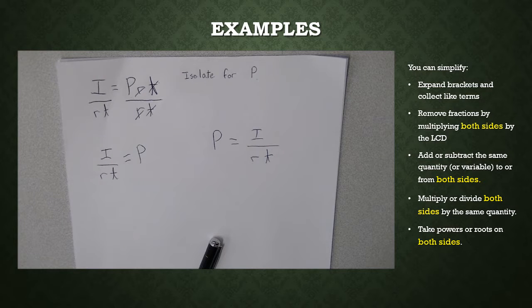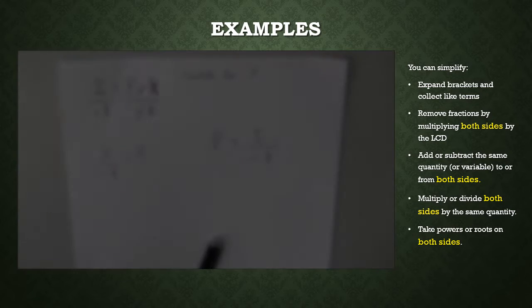So there's our first example. We've isolated for P. It's by itself, so if I had I, R, and T, I could figure out what P was. There we go.